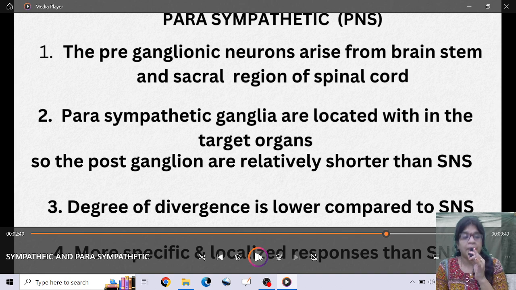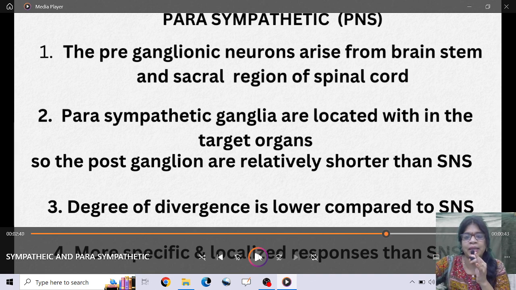The parasympathetic ganglia are located within the target organs, so the postganglions are relatively shorter. I told you, in the sympathetic nervous system you have diversified postganglionic neurons arising from your ganglion, so they are diversified, long, lengthy neurons. But for your parasympathetic nervous system, the postganglions arising from your ganglion are very short, because they are very organ specific, and they have a lower degree of divergence.